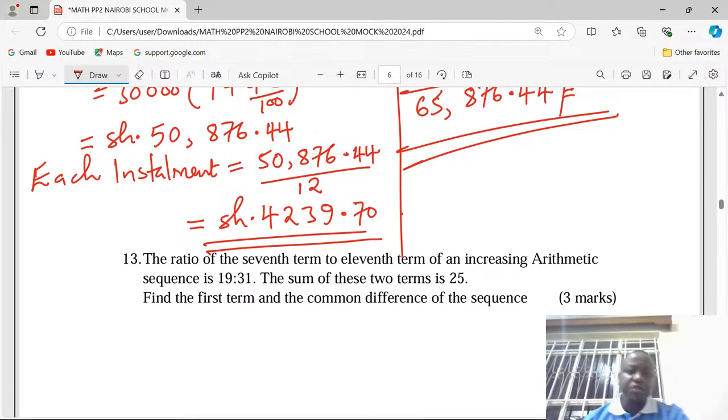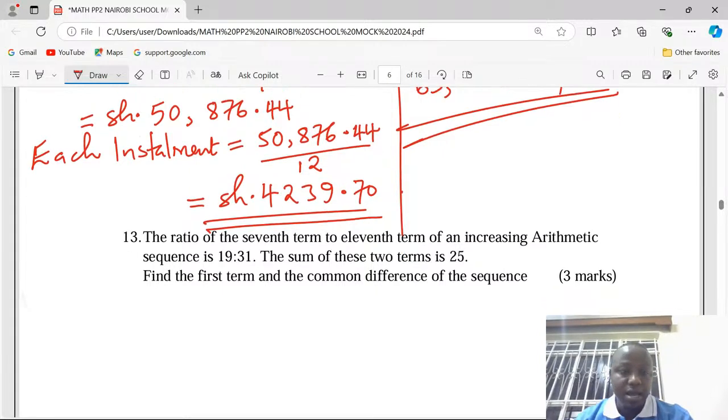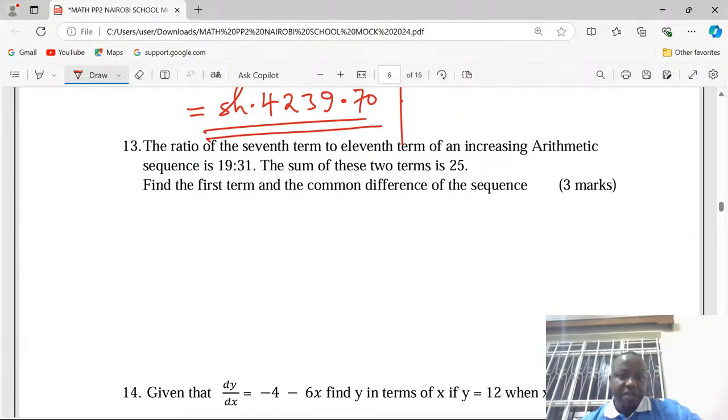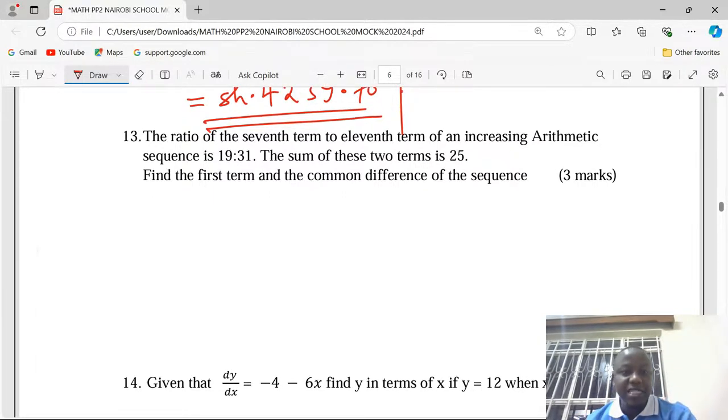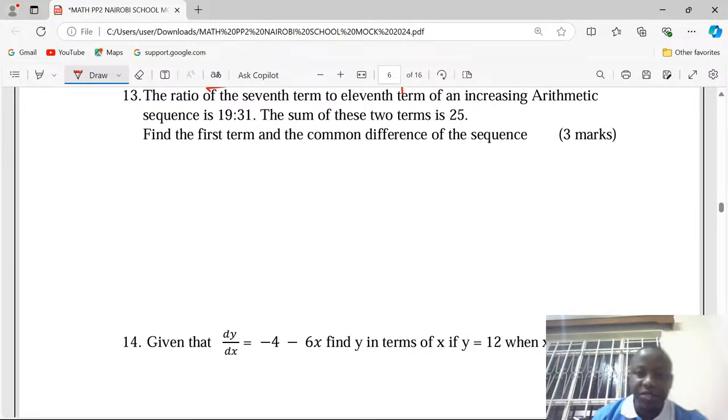Another interesting question from sequences and series, number 13. The ratio of the 7th term to the 11th term of an increasing arithmetic sequence is 19:31. Again, we are told that the sum of these two terms is 25. Find the first term and the common difference of the sequence.